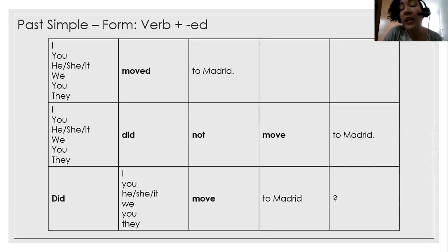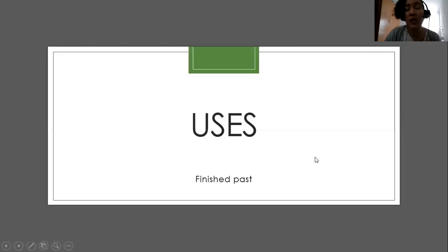Okay, here we can also use a short answer form. So for example, the question, did you move to Madrid? The answer could be positive, yes, I did, or it can be negative, no, I didn't. Okay, good. So let's look now at uses.